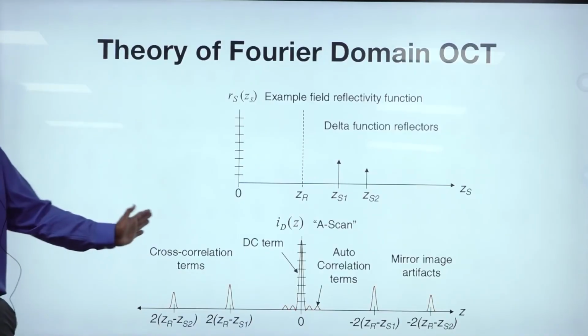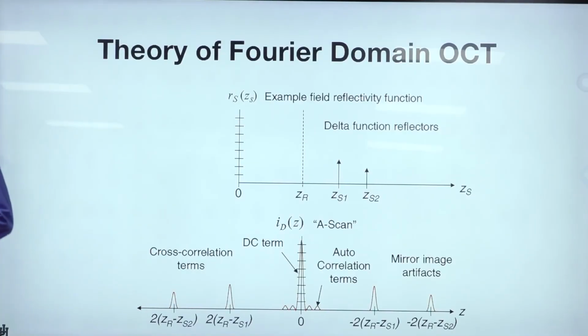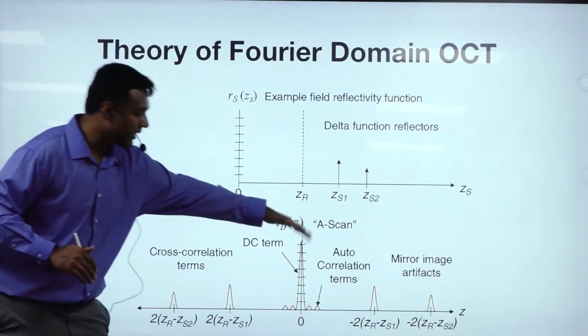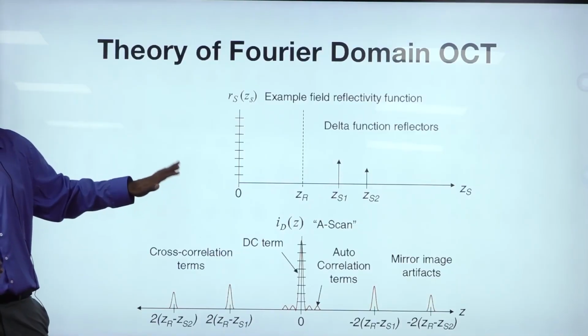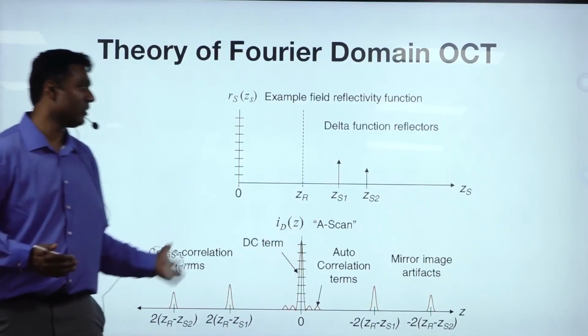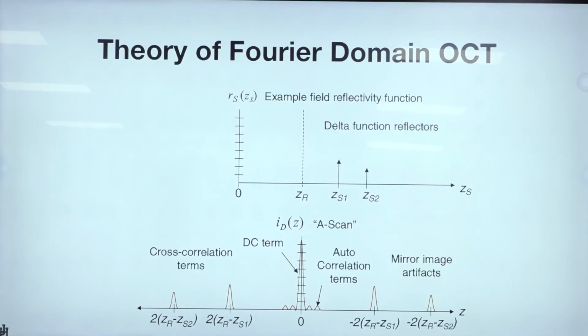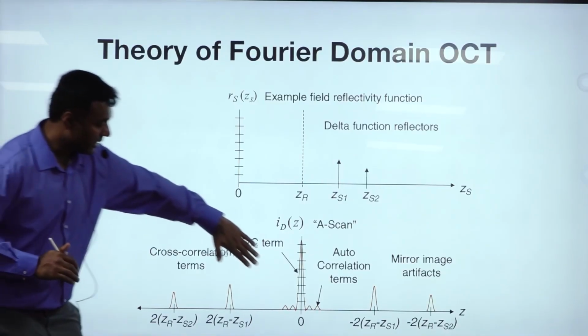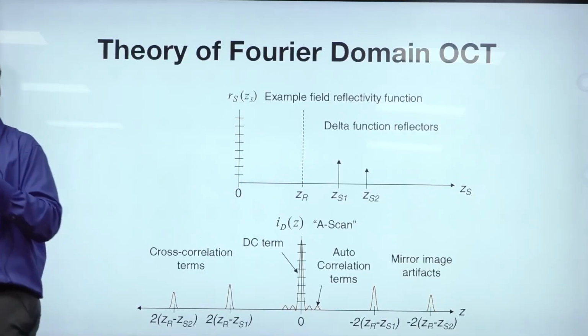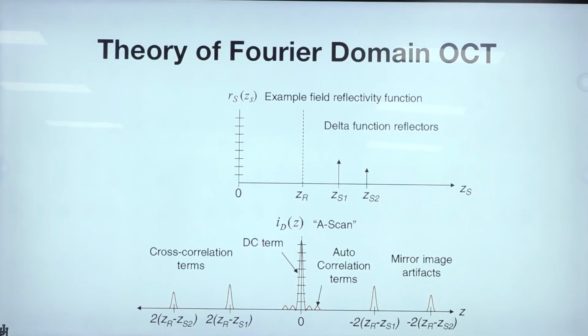So there are cross correlation terms after here, but you might remember from your Fourier transform, there is what's called conjugate symmetry. When you take a Fourier transform, there is a mirror reflection. The left hand side and the right hand side are mirror reflections of each other, just because of the nature of the Fourier transform. So you keep one side and ignore the other side, and those are the only layers there. That's one of the disadvantages of Fourier domain OCT compared to time domain OCT.